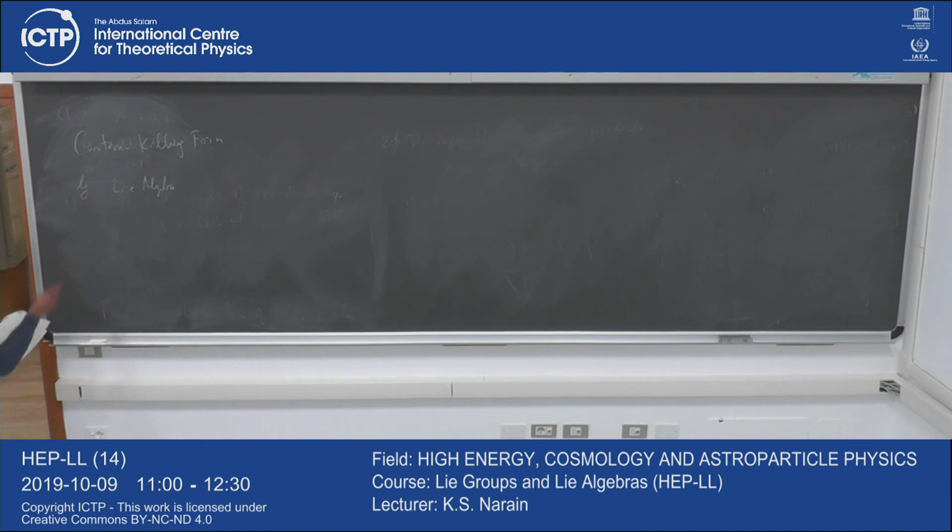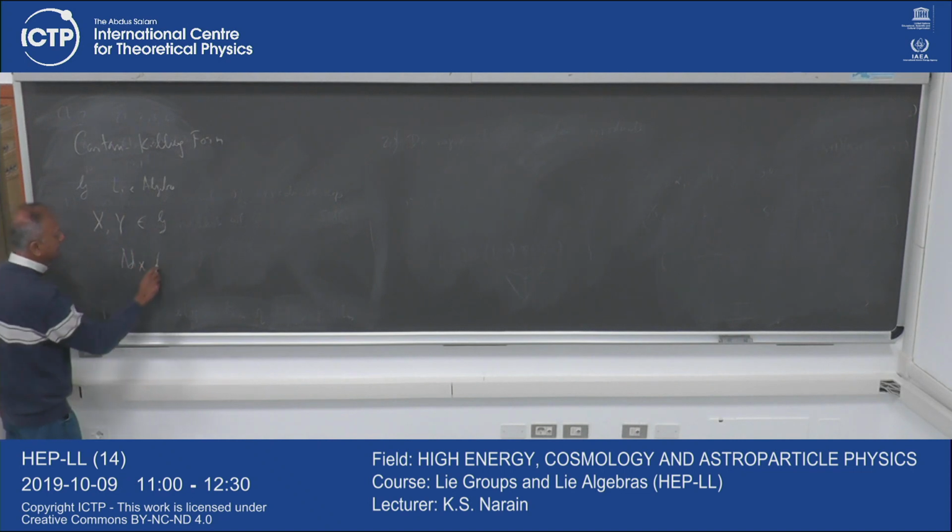So that was given by Cartan-Killing, the Cartan-Killing form. And the way you define it is, let's suppose X and Y are elements of G. I want to define some kind of a notion of inner product between X and Y. That's what a metric is, an inner product between X and Y. And that is defined in the following way. Take the adjoint representation, so ad X and ad Y.